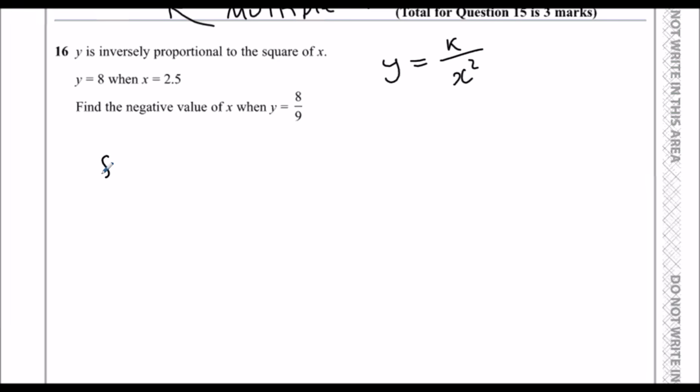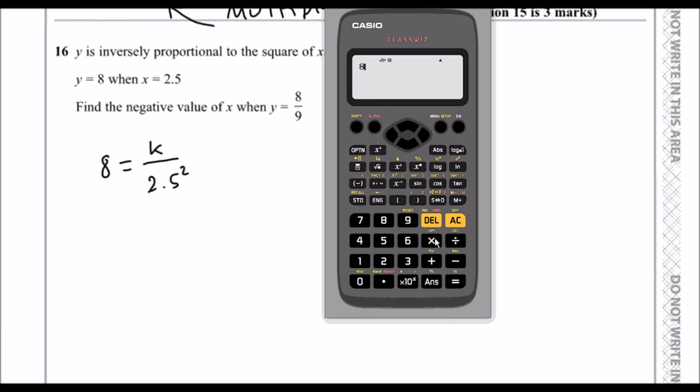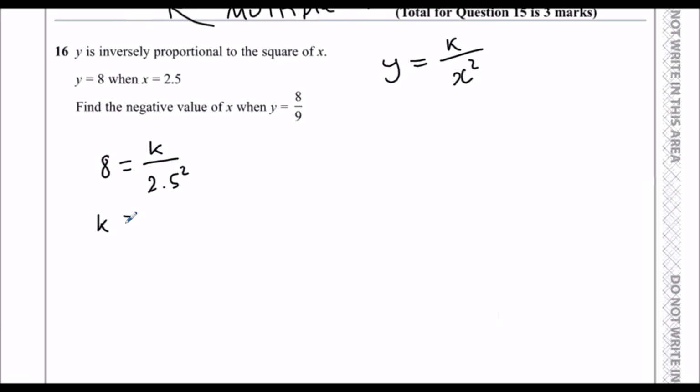So 8 equals k over 2.5 squared. So if we multiply both sides by 2.5 squared, k is 8 times 2.5 squared, which is 50. So k is 50. So our formula is y equals 50 over x squared. Find the negative value of x when y is 8/9.